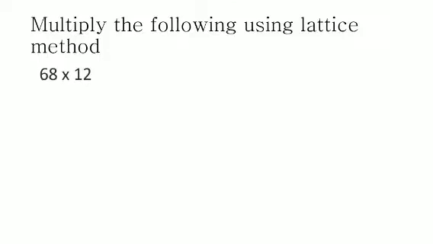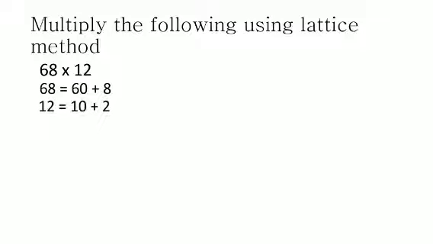Let us solve another sum. 68 into 12. Here both the numbers have 2 digits. So we will expand 68 is equal to 60 plus 8, and we will expand 12, 10 plus 2, and we will write 68 next to multiplication sign, that is 60 and 8, and 10 and 2 we will write below the multiplication sign. Now we will multiply 10 into 60.